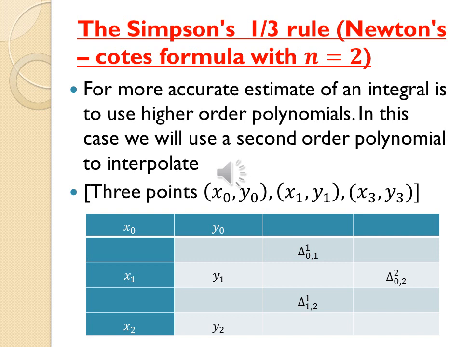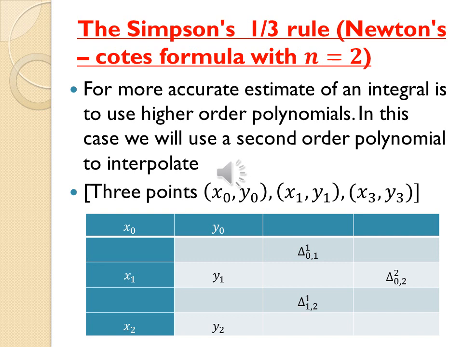There are 3 points: x naught, x1, x2, and y naught, y1, y2. We make the polynomial for interpolation. By the first column, delta 1 is the difference between y1 and y naught, and another one between y2 and y1. What is the difference?